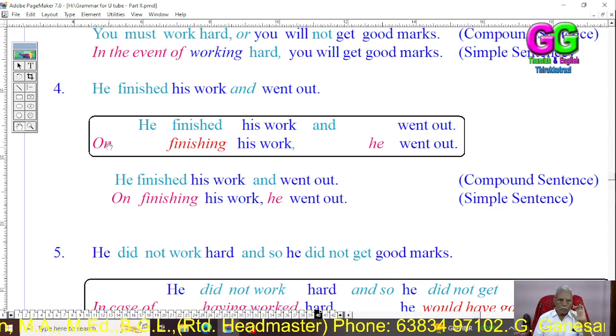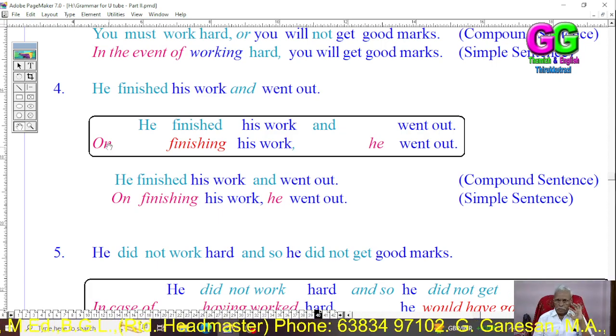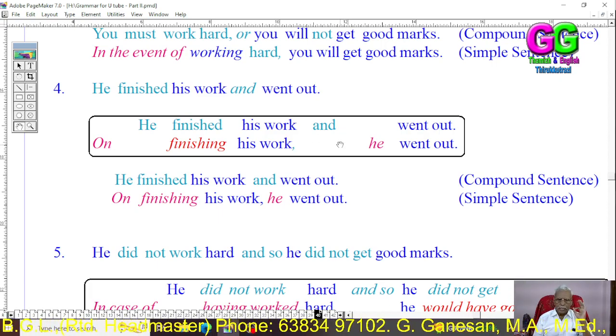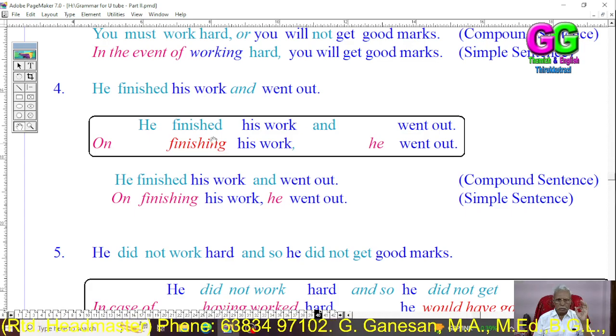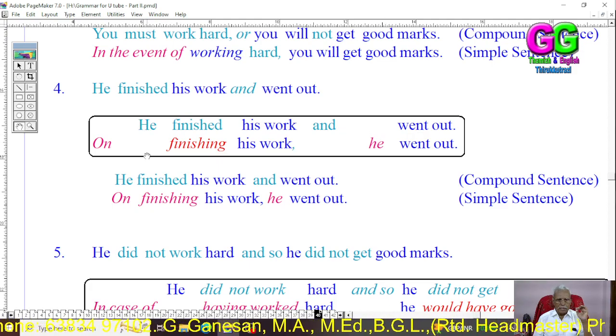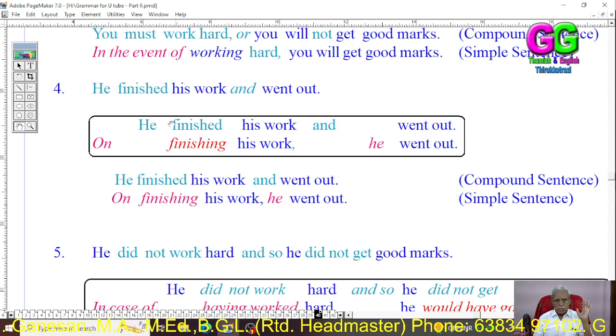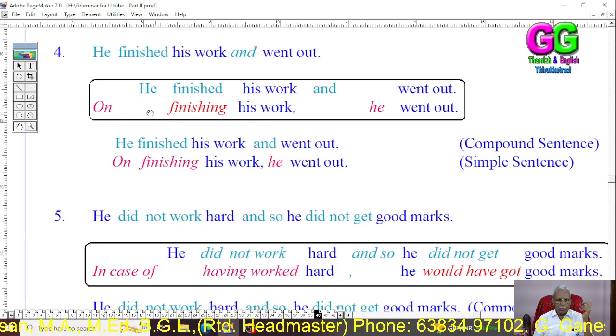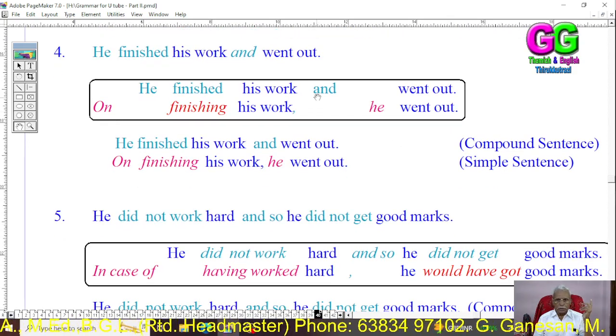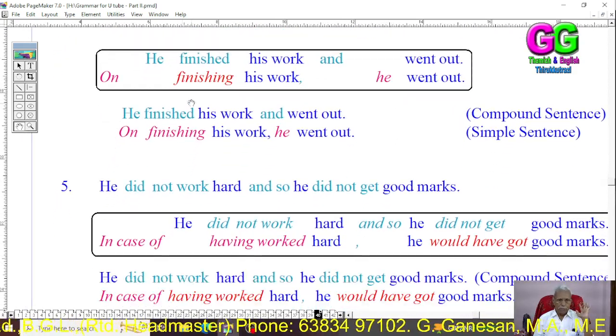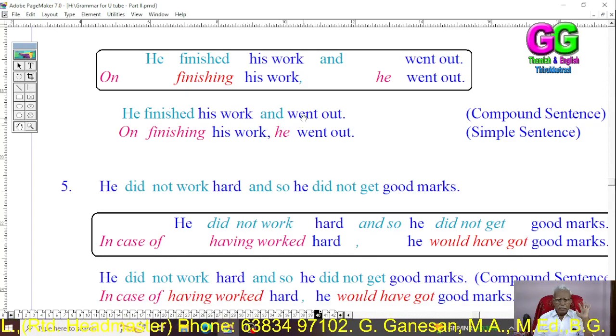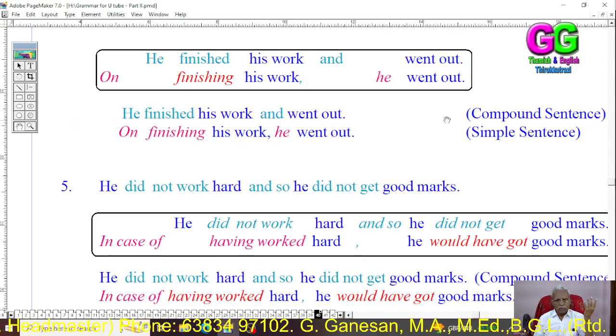The phrase for time is "on". The subject is dropped, "finished" becomes the present participle "finishing", and "and" is removed. There is no subject, so the subject is brought here. That's all. 1, 2, 3, 4, 5. Five changes. He finished his work and went out. On finishing his work, he went out. Simple.